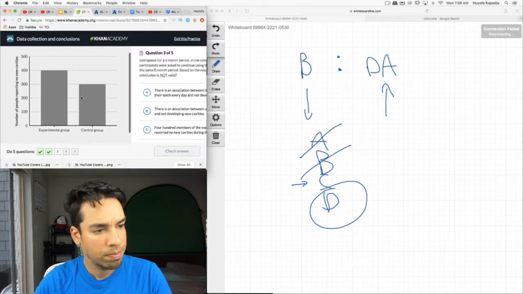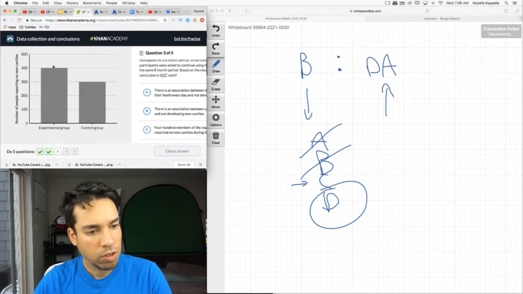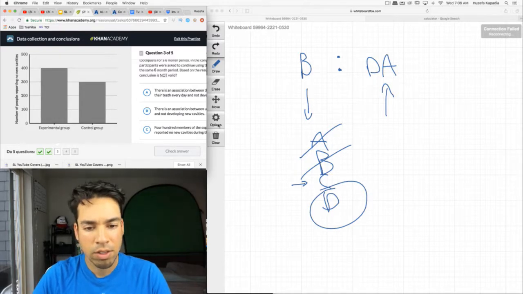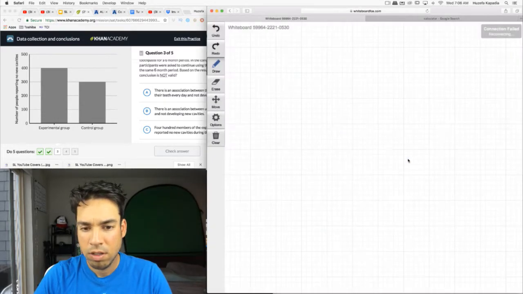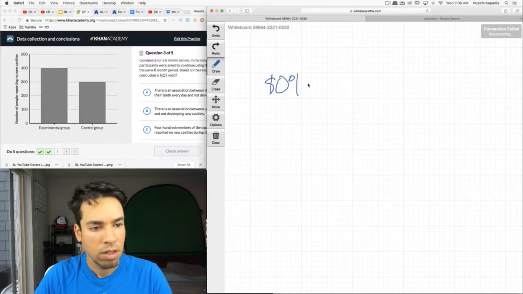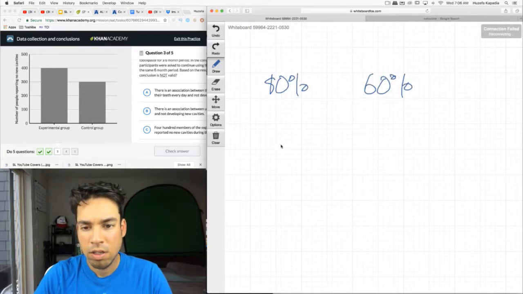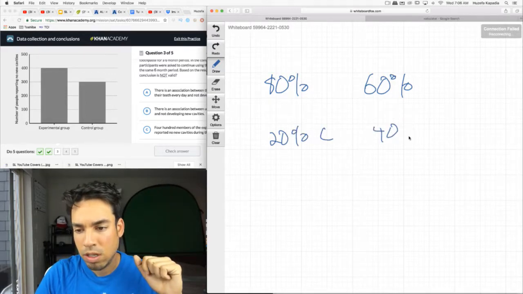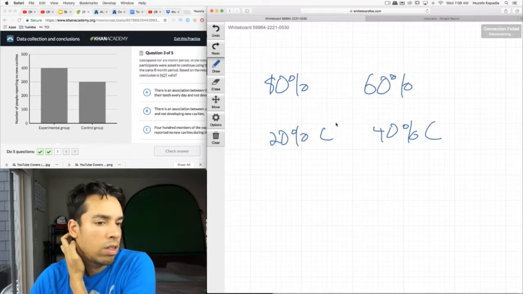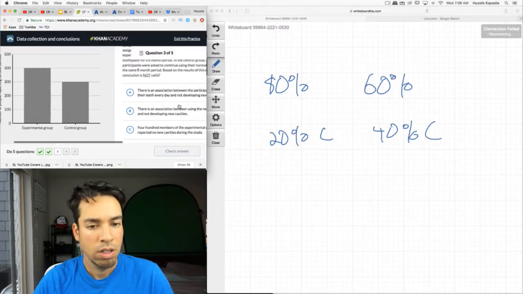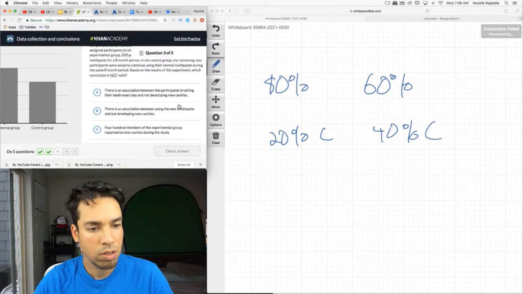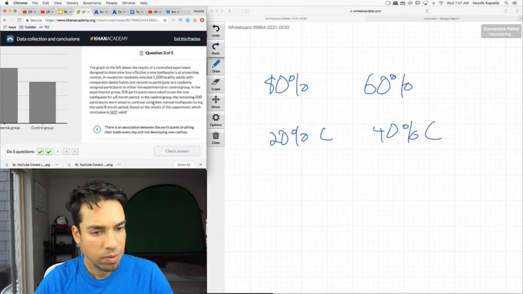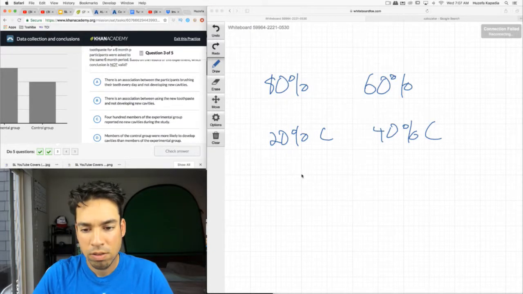So the experimental group, so here, 400 out of 500 got no new cavities. So we could say 80%, and here it's 60%. So only 20% got cavities here, and here 40%, almost double. It's pretty crazy. So it's probably an association. There's an association between the participants brushing their teeth every day. Now, we didn't talk about every day because comparable dental habits. So A is out.